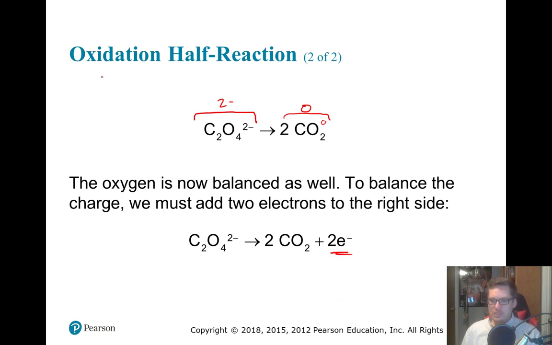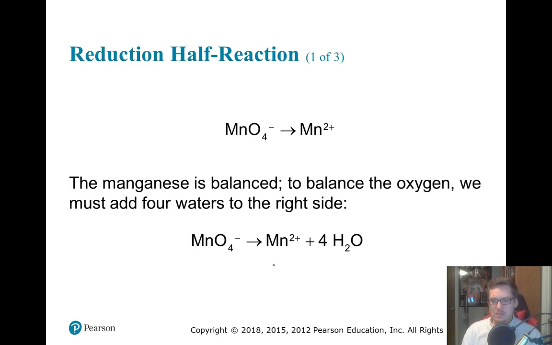And that also makes sense because it's oxidation. And remember, OIL RIG, oxidation is losing electrons. So when you're looking at your oxidation half reaction, you better have electrons on the product side, because that just makes sense. Now, the reduction half reaction is a little more complicated. First we balance our other elements, manganese or permanganate here.